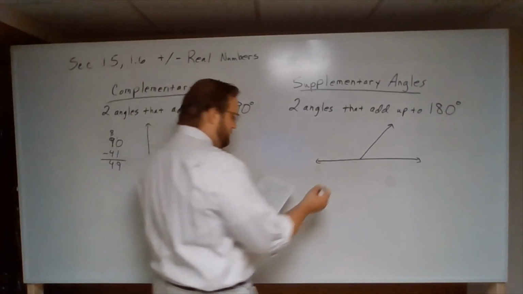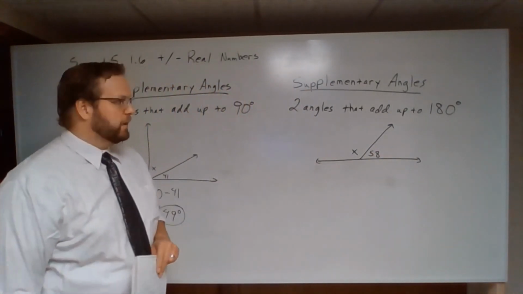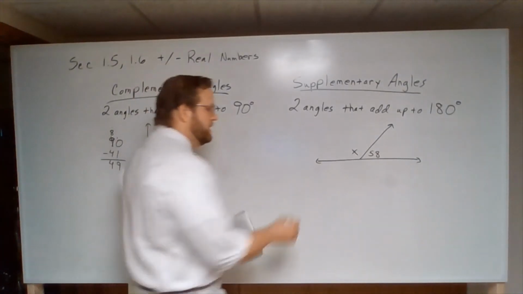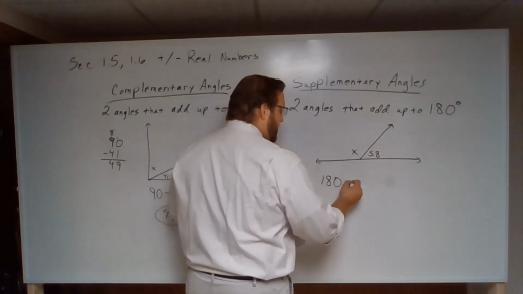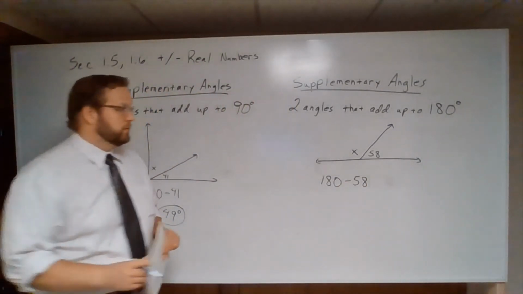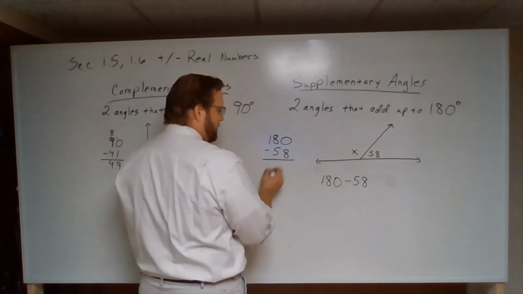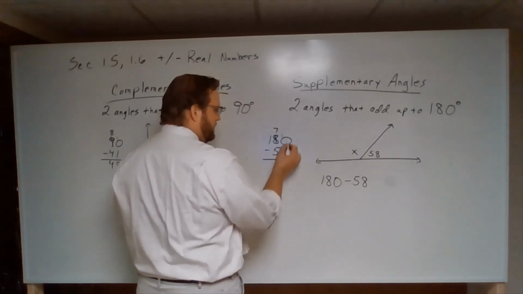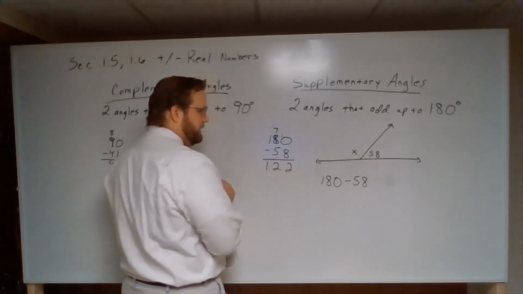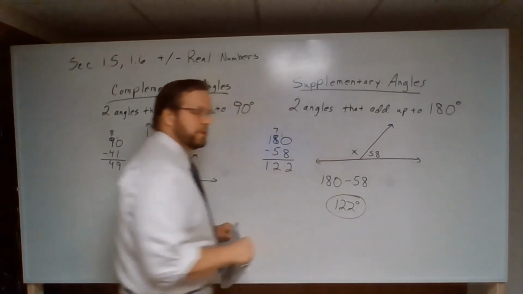Next one. Let's say it's a supplementary pair of angles. And I give you something like that. Same idea. It's just the total is different. The total now is 180. So I have 180 minus the piece we know. And then we can do that subtraction. If we do that by hand, again, do some borrowing. 10 minus 8 is 2. 7 minus 5 is 2. And then there's that 1. So we have 122 degrees for that missing angle there.